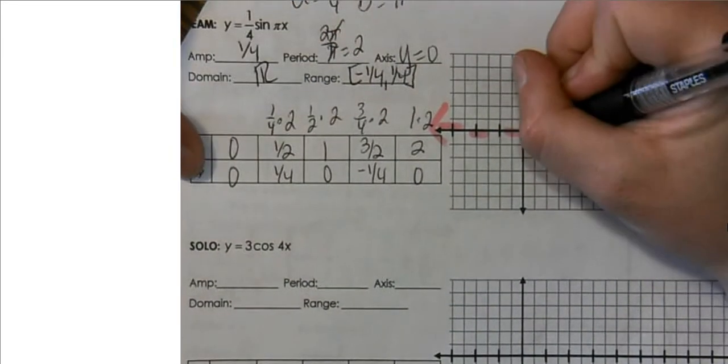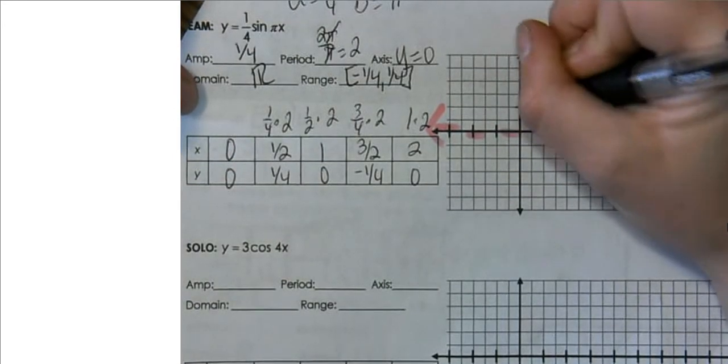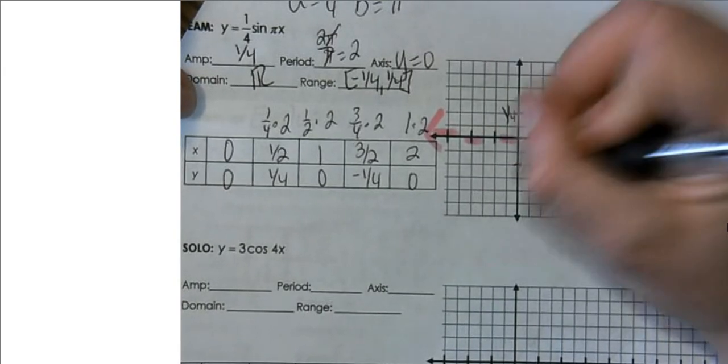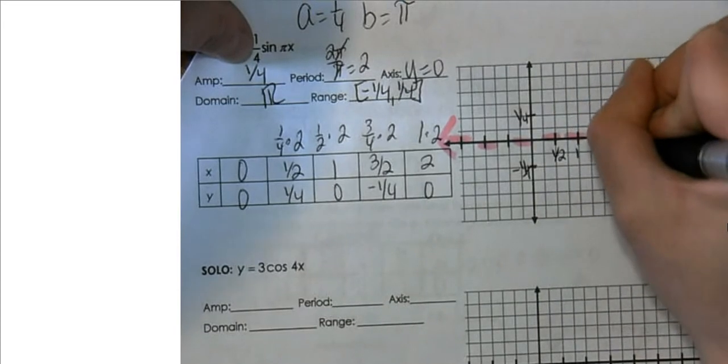Okay, so I'm going to label, and I really like skipping a line. So I'm going to skip a line and call this 1/4 and -1/4. I really like doing that because I think it's helpful to be able to see what you're graphing. Then my scale is going to go by 1/2. So 1/2, 1, 3/2, and 2, and -1/2, -1, -3/2. So now that I have my labels, I'm going to plot 0, 0. And I have 1/2, 1/4, 1, 0, 3/2 down to -1/4, and back to 2, 0.